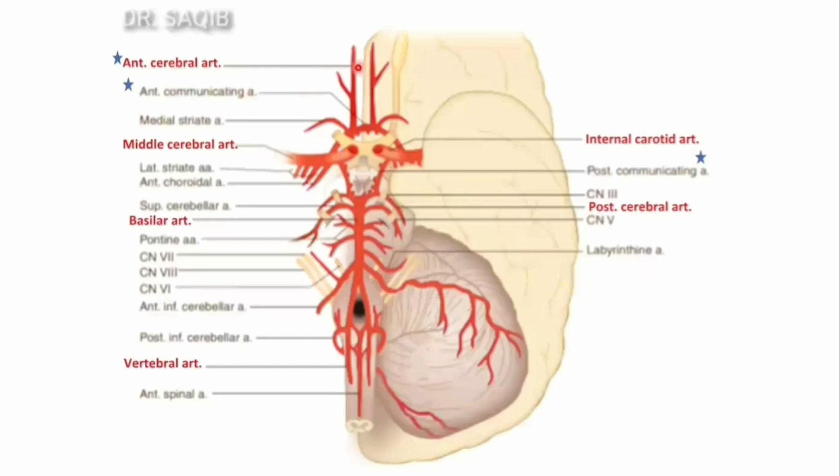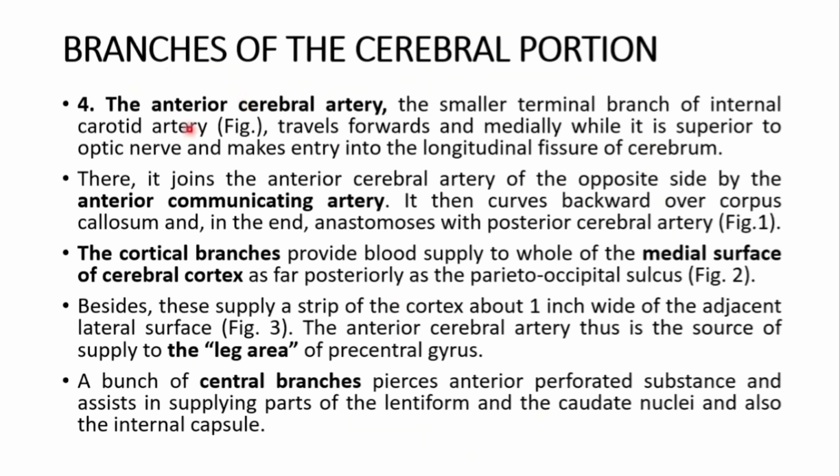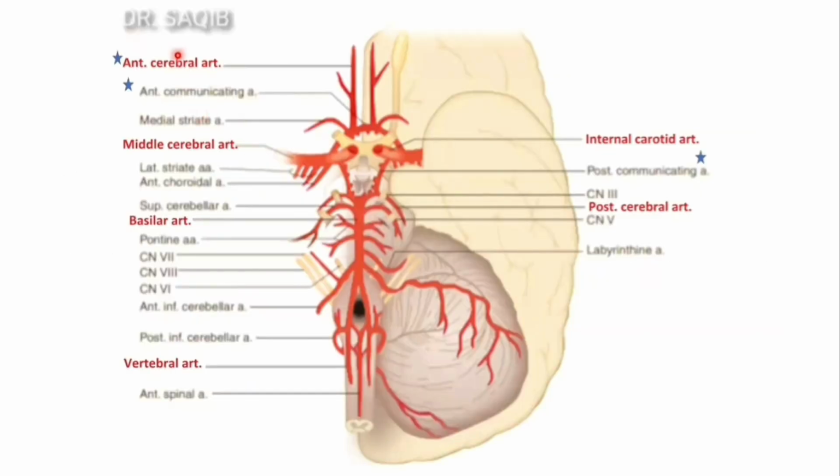This is coming from this internal carotid artery. This is the anterior cerebral artery. Then it joins the anterior cerebral artery of the opposite side by the anterior communicating artery. You could see it's very important. This is the anterior cerebral artery of one side, this is the anterior cerebral artery of the other side, and this is joined by the anterior communicating artery.